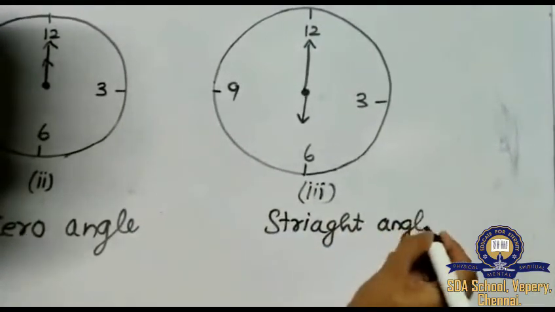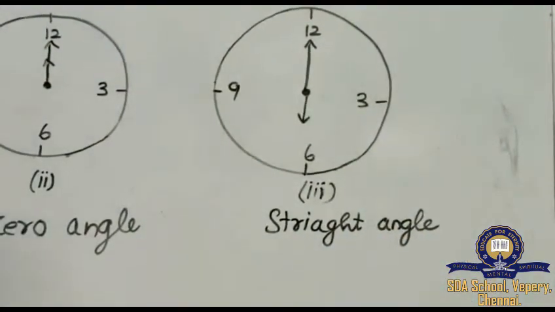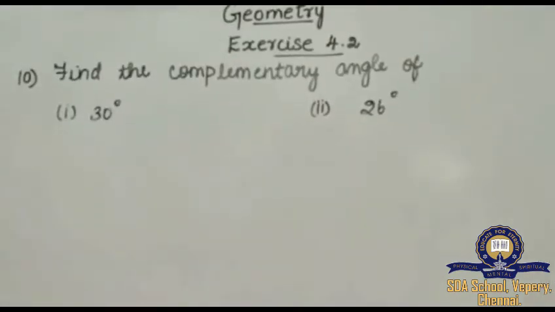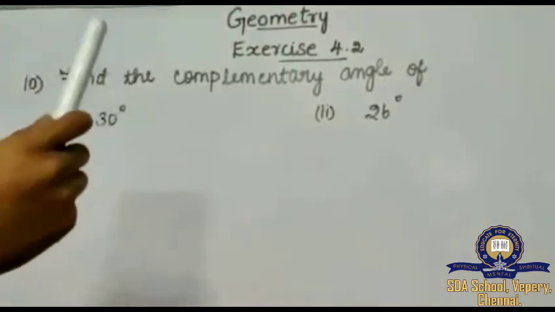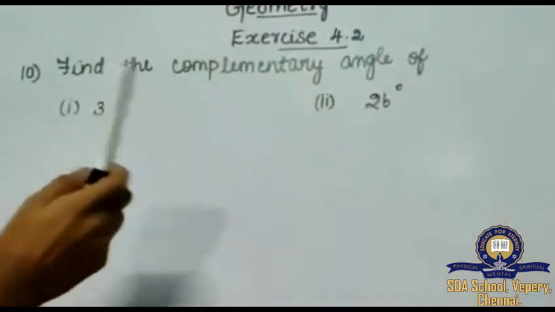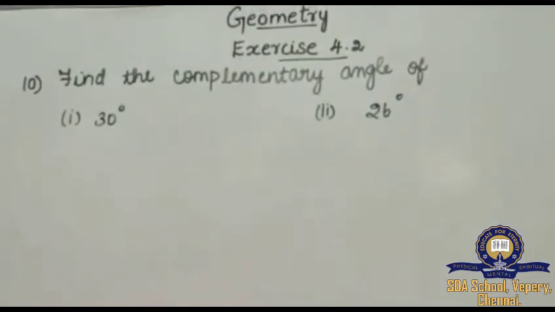So therefore the angle is 180 degrees. This is known as a straight angle. Now we'll move to the 10th sum. Find the complementary angle of 30 degrees, 26 degrees. So you are supposed to find out the complementary angle.